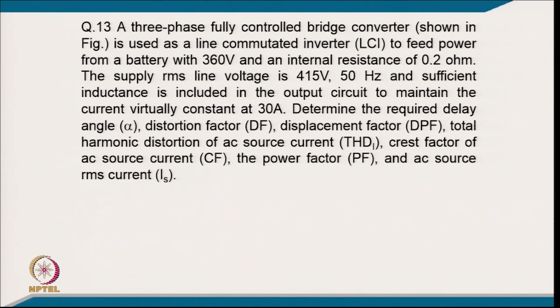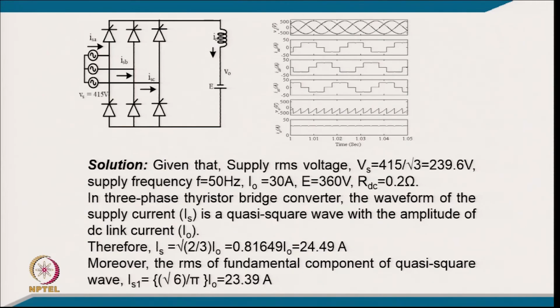Coming to another numerical example, number 13: a 3-phase fully controlled bridge converter shown here is used as a line commutated inverter to feed power from a battery of 360 volt with an internal resistance of 0.2 ohm. The supply RMS line voltage is 415 volt, 50 hertz, and sufficient inductance is included in the output circuit to maintain the current virtually constant at 30 ampere. Determine the required delay angle alpha, distortion factor, displacement factor, harmonic distortion of the AC mains current, crest factor, power factor, and AC RMS current.